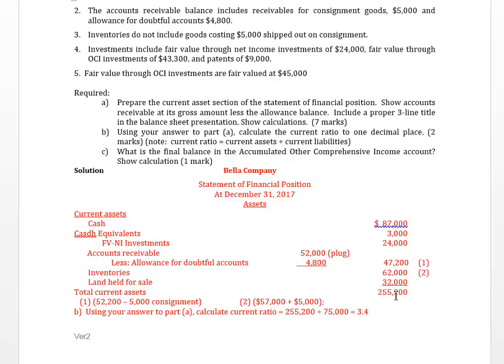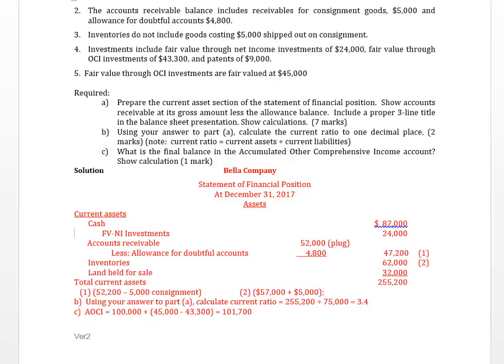It still would have been $255,200. So that wouldn't have changed anything. But I'm just going to put it back the way it originally was, just to make sure that it doesn't confuse people. Keep it the way it was. Now, underneath here we have the accounts receivable.